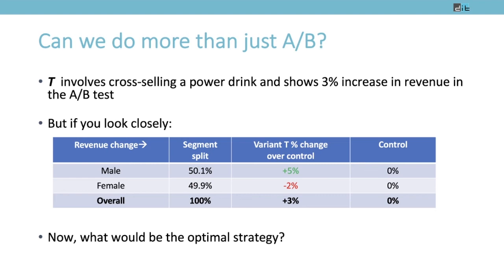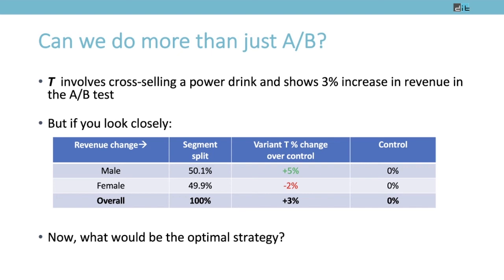For example, it could be the case that, yes, of course, we do see the 3% increase in revenue, but if we actually go and dissect our data, and let's say we're looking at male versus female population, and there's a roughly 50-50 percent split in how many males and females came in. It could be the case that for males we're actually seeing a 5% increase over control versus a 2% decrease in control. So 2% decrease.